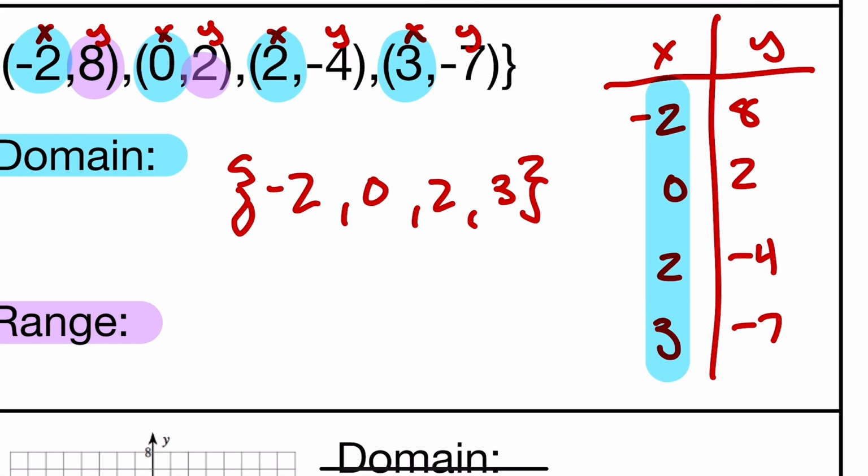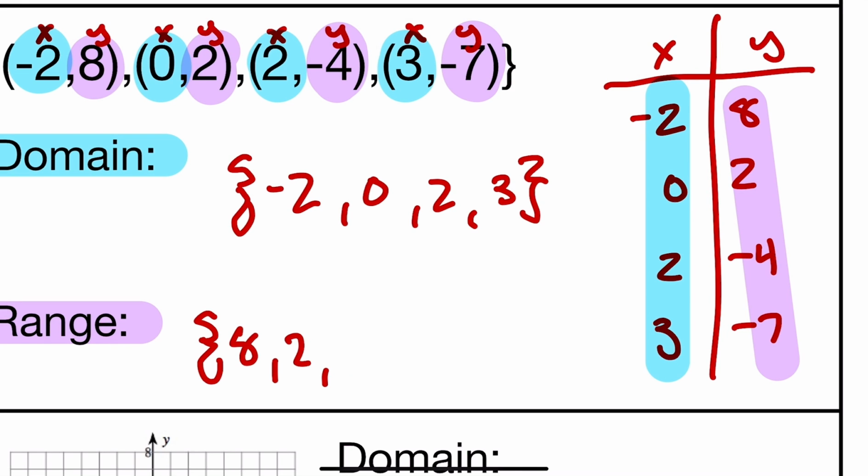This is going to be your range. All your Y's. So this side of our table. Like I said, you don't have to make the table. If you could just clearly see which ones are your X's and which ones are your Y's, that's fine. You could just do it from sight. I'm just offering you another way to look at it.